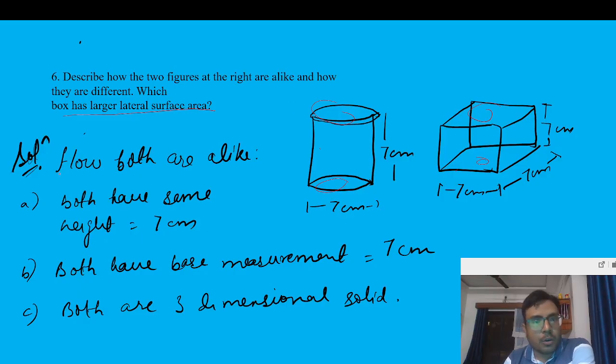Now how are both alike? Both have the same height. We can see the height of the cylinder is 7, and the height of the cube is 7 centimeter. Both have a base measurement of 7. You can see the base is 7 here, and here also the base is 7, and both are three-dimensional solids. So if the diameter is 7, then its radius will be 3.5.